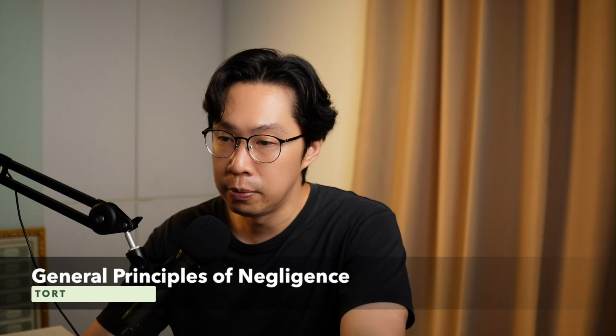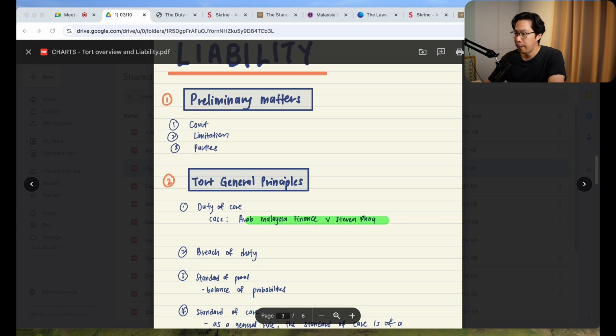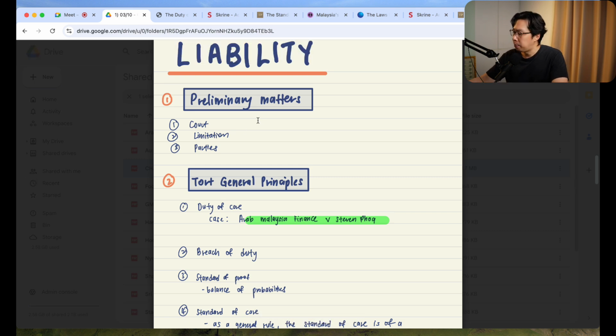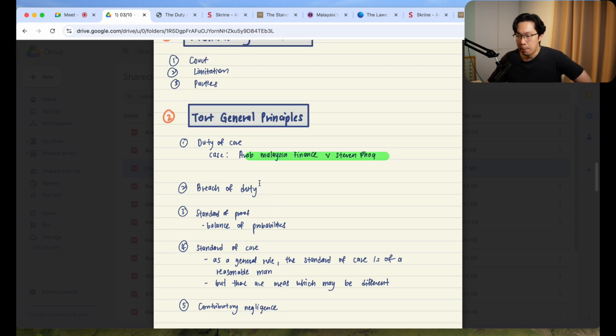Now, look at the notes I give you. We talked about preliminary matters already. When we look at past questions, we'll see that some of the questions require us to make sure we identify the courts, limitation and parties. In tort general principles, you always have a duty of care. You always have a breach of duty. Then, what is the standard of proof? On the balance of probability. We learn more about this standard of proof when it comes to evidence.